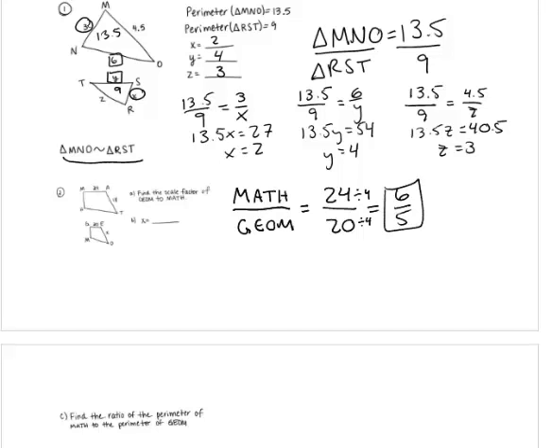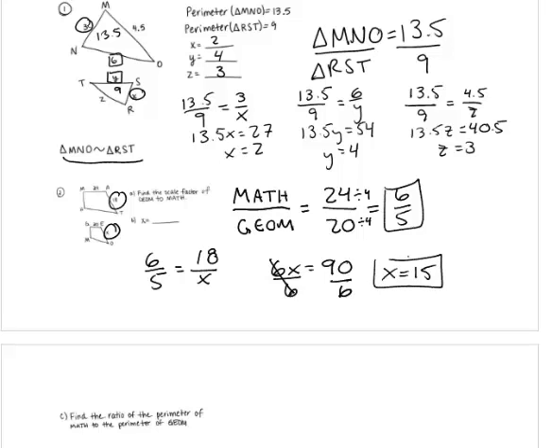Okay, 6 over 5 is going to be used for part B, where I'm trying to find x. I know the ratio from MATH to GEOM is 6 over 5. And I know the side that corresponds to x is the 18. So 6 over 5 equals 18 over x. Cross multiply and simplify. 6x equals 18 times 5, 90. Divide both sides by 6. 90 divided by 6 is just 15. Okay, let's go check out part C.